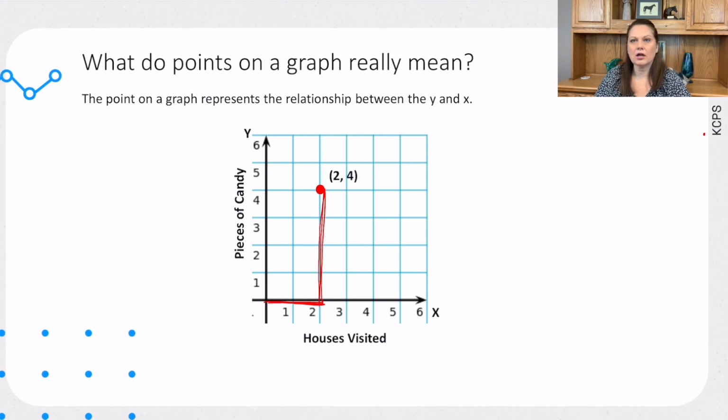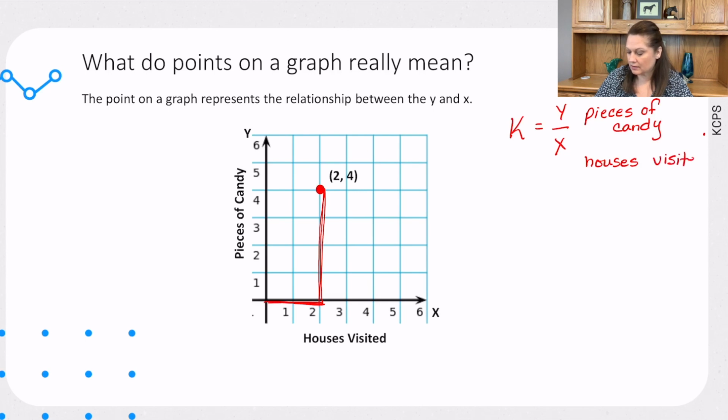Now we'll need to remember our equation for constant of proportionality. Remember that equation is k is equal to y divided by x. We're going to need to understand what is the amount or quantity and what is that label or unit referring to for each of those numbers. To get that, we're going to look at the labels on those particular axes. You'll notice the y is vertical, so that is going to be the pieces of candy. The x, if you look at its label, is going to be the number of houses visited.